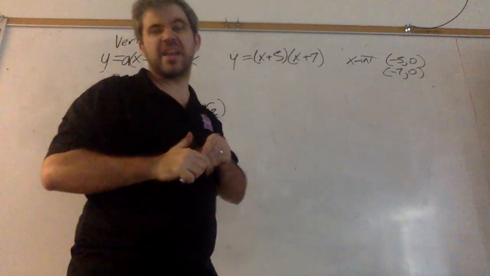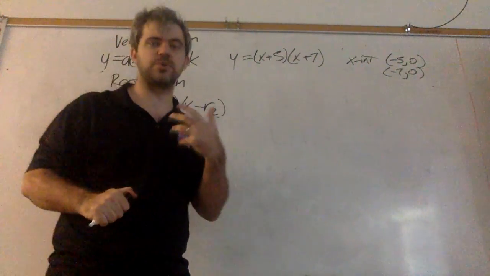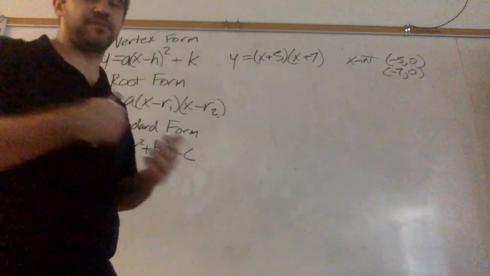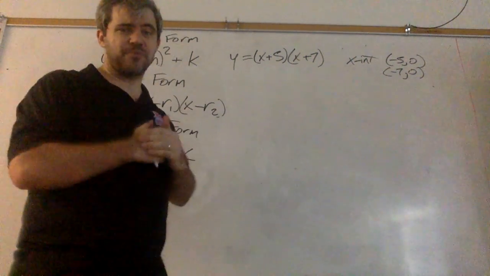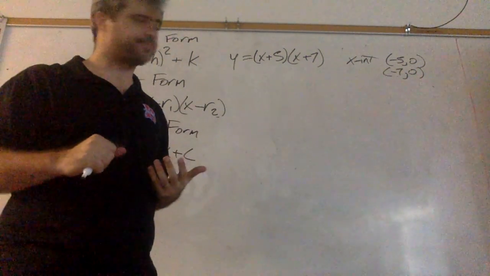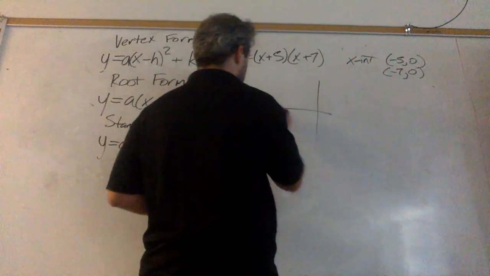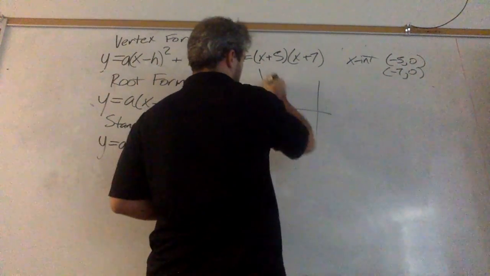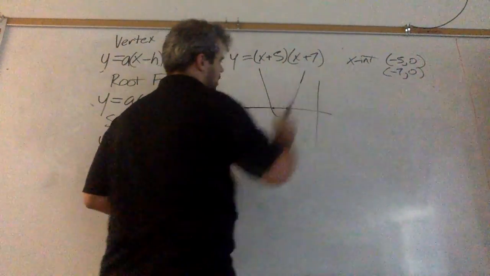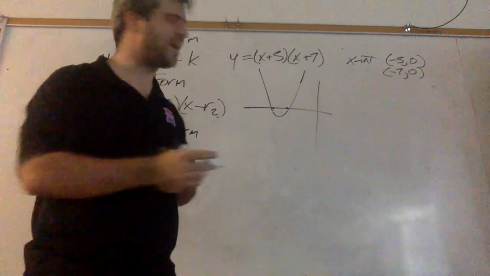So again, with each one of these forms, some of the things are really easy, and I start off with those first, and I use those to help me find everything else. So what doesn't come very easily here is the vertex. So let's see. We've got this graph right here, and we know this is -7. We know this is -5.